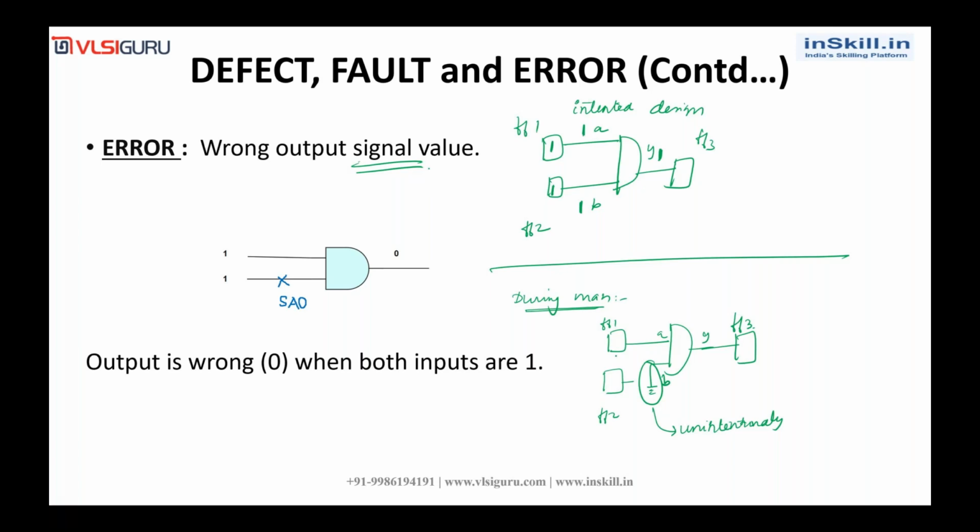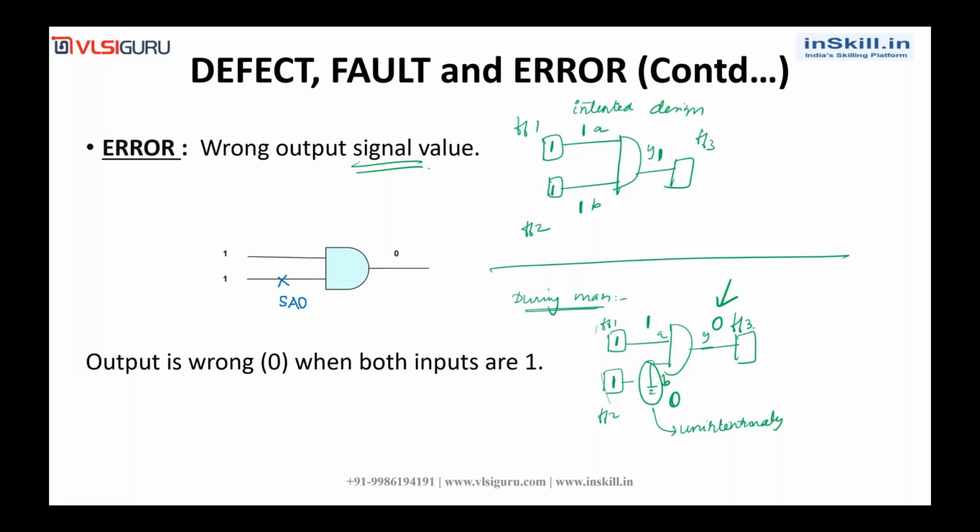So even if flip-flop 1 and flip-flop 2 have the 1-1 pattern applied, A input gets 1, but the B input has unintentionally got connected to ground, so it will be 0. 1 AND 0 will be 0. So for this 1-1 pattern, we are getting a wrong value at the output. That is called an error. A wrong output signal value is called an error.